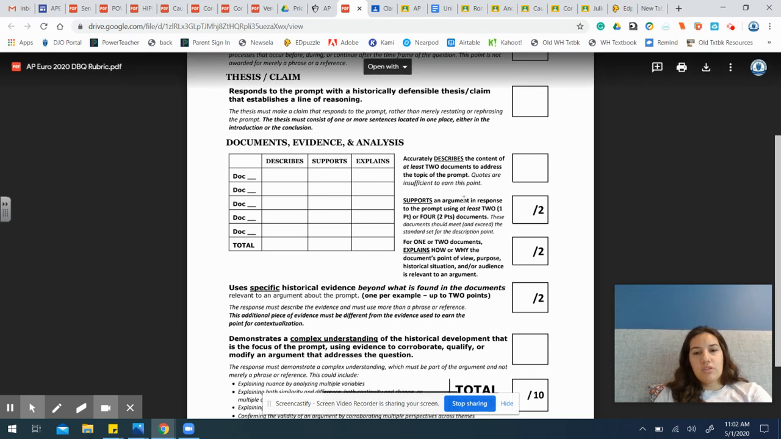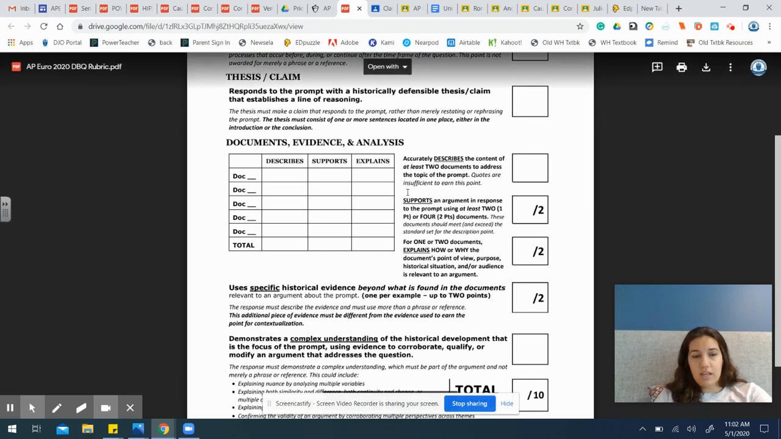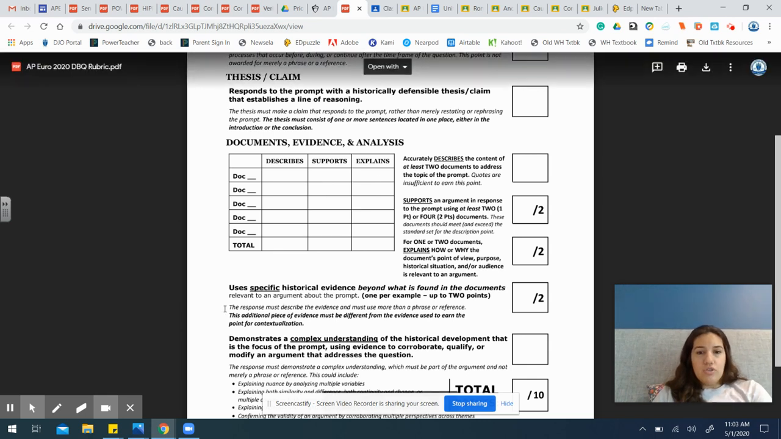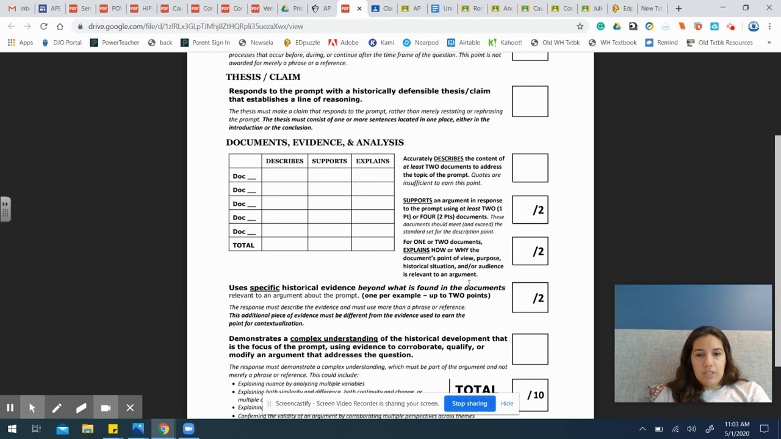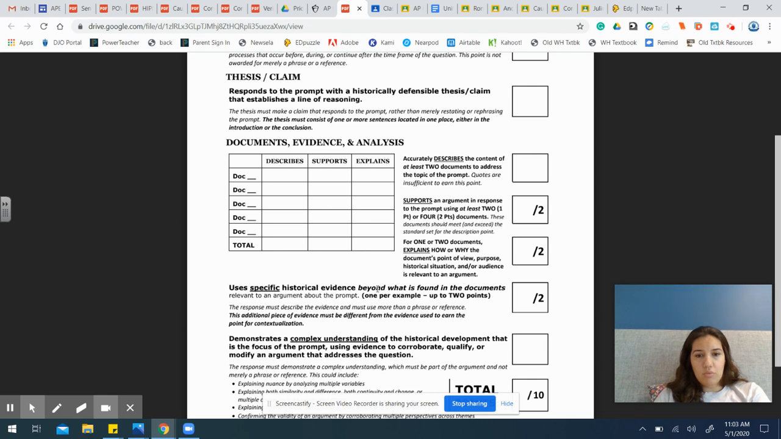So you have to use the documents in 3 different ways to get these points here, okay? So we have this little box here. I recommend printing out this rubric and having it in front of you on the day of the exam. That way when you're going through, you can number your documents here, and then you can check off as you describe it, as you support it, and then as you explain it, okay? So use specific historical evidence beyond what is found in the documents, relevant to an argument about the prompt. So 1 per example, up to 2 points.